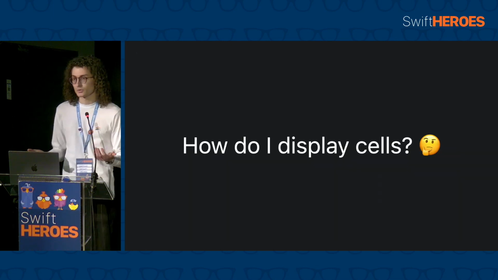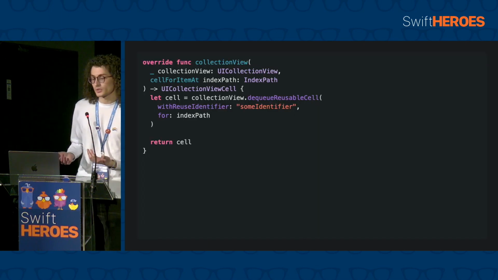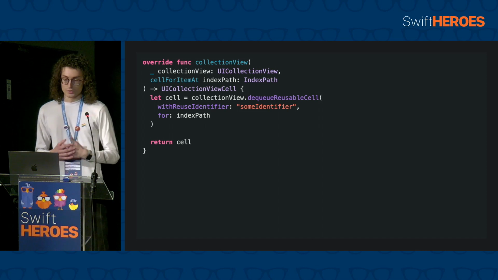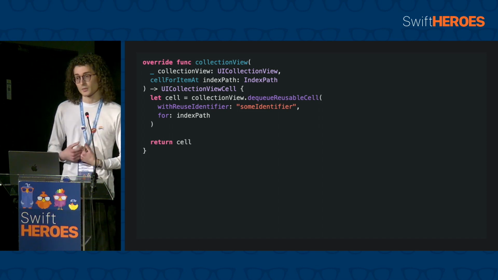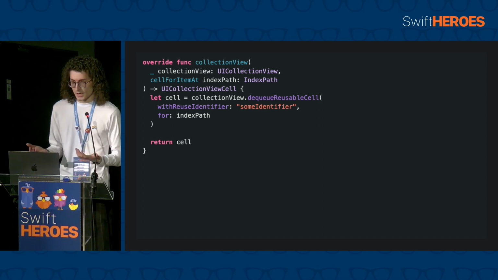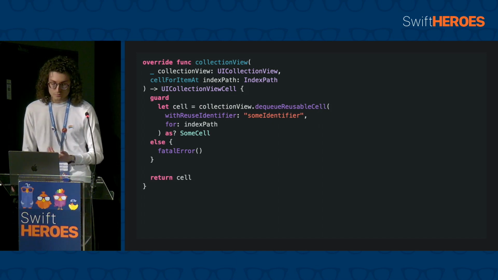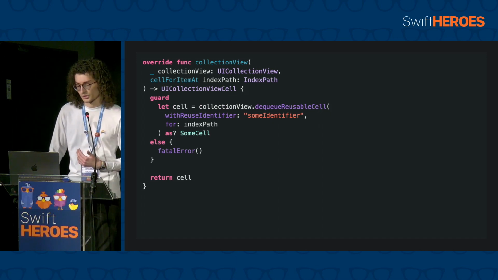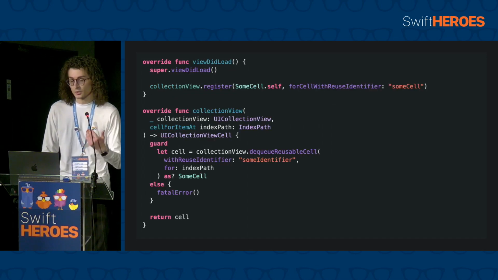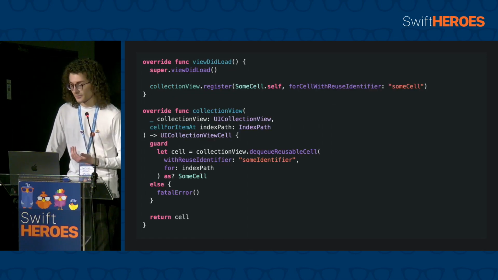But now we actually need to display cells. And from the old days of collection views, if you remember, we also had to implement the cellForItem method, and inside of that, we had to dequeue our cells. And if you were using custom views for your cells, you also had to downcast them. And then you could actually configure them. But before doing that, you actually needed to register the cells with some unique identifier.